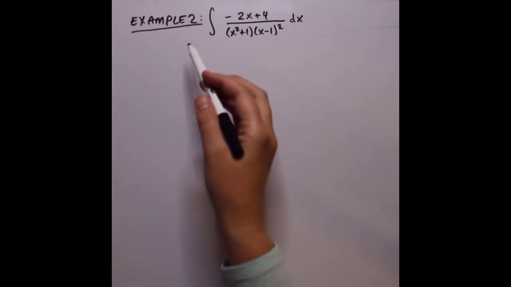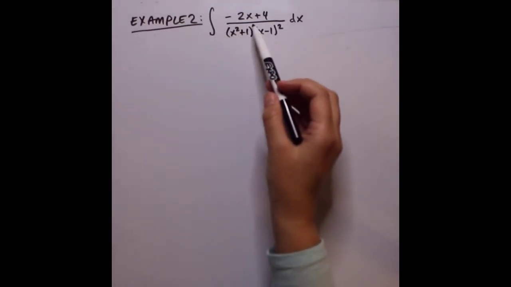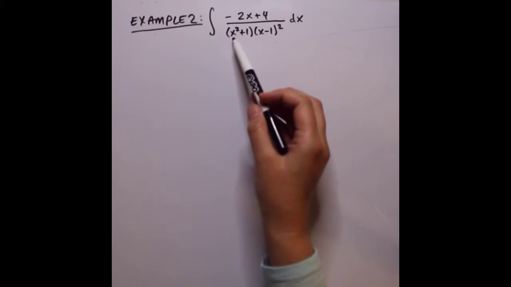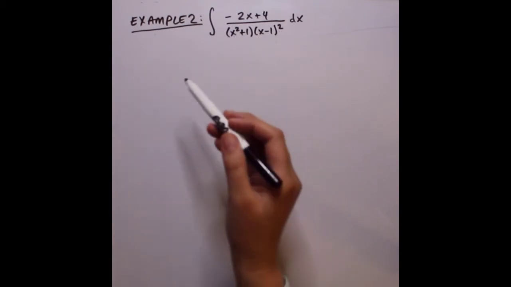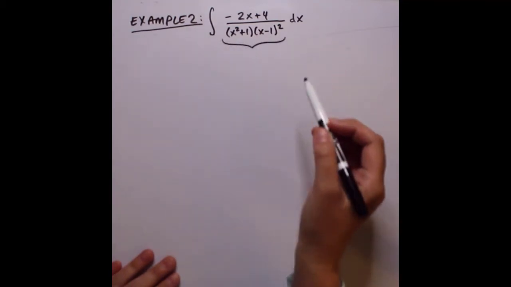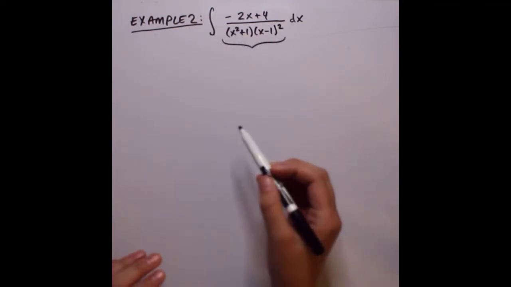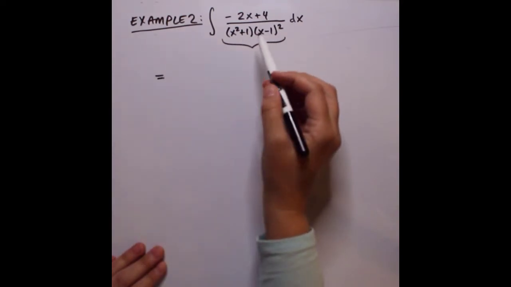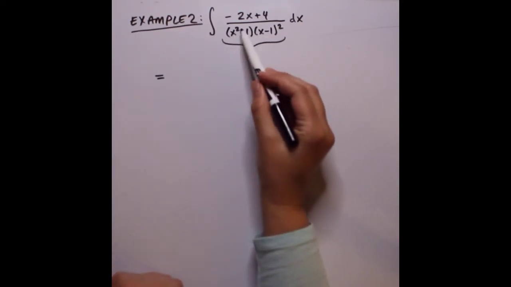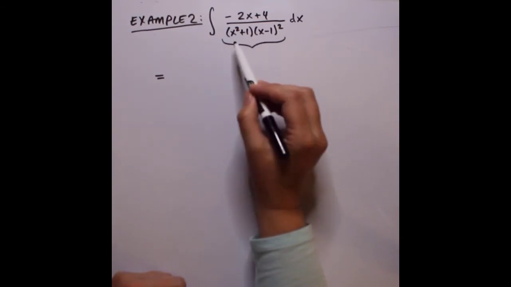Moving right along into our next example, we're going to integrate negative 2x plus 4 over x squared plus 1 times x minus 1 quantity squared. Okay, so again, working with just the integrand first and breaking it down using our partial fraction decomposition. Now, notice what you have in terms of your factors. It is already factored, which is nice.